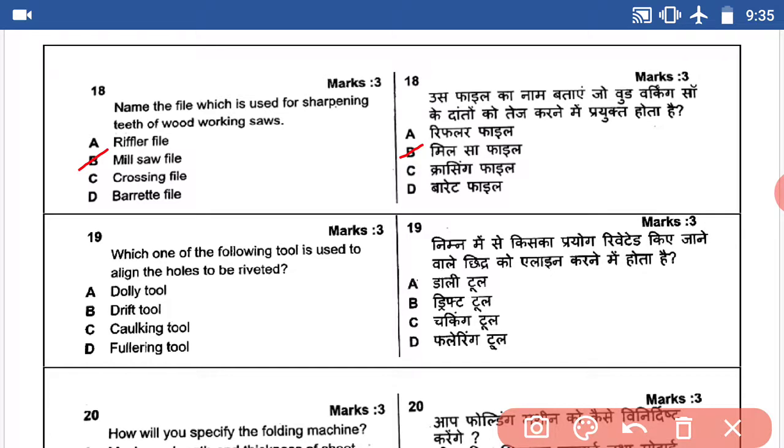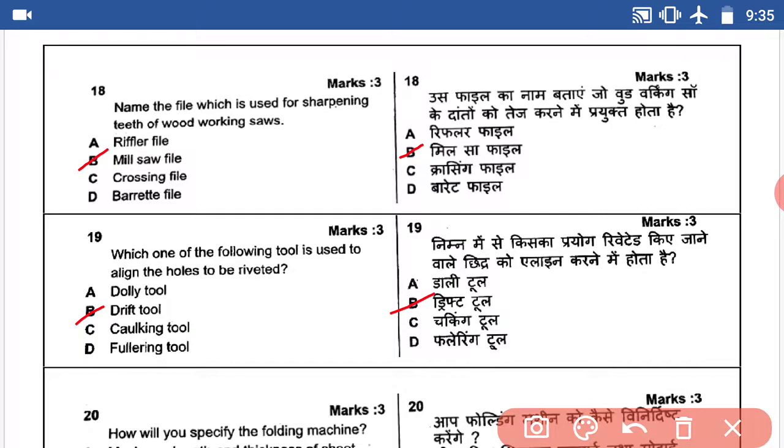Question number 19. Which one of the following tools is used to align two holes to be riveted? So align the hole to be riveted. This question answer Tripped tool. Answer B. Tripped tool.